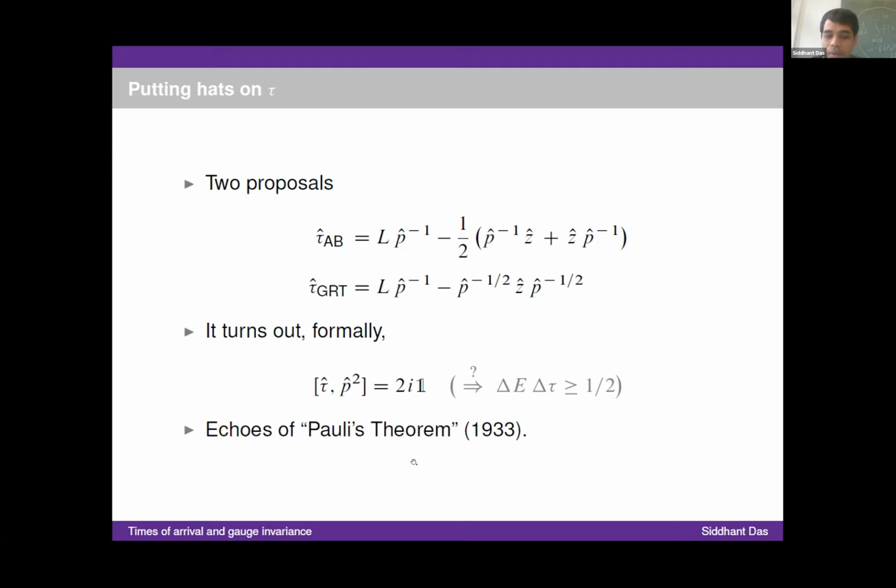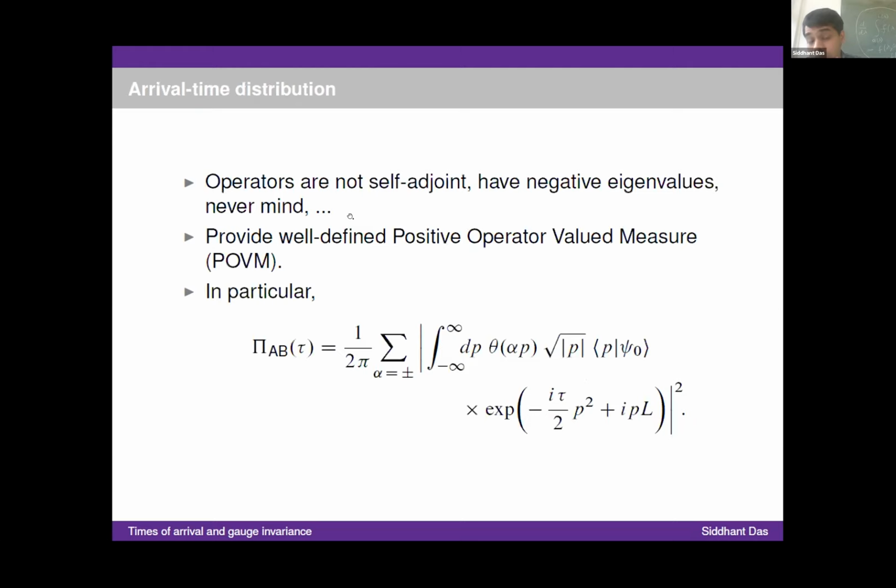There was already an observation in 1933 by Pauli that Hamiltonians which are bounded from below cannot... the correct statement of the theorem is that two self-adjoint operators, one of which is bounded from below, wouldn't satisfy such an identity. We are familiar with the position and momentum commutation relation, and both of them are unbounded from below as operators, right? In this case, P squared is bounded from below, and this theorem basically means that this T hat is not a self-adjoint operator. So they are not self-adjoint.